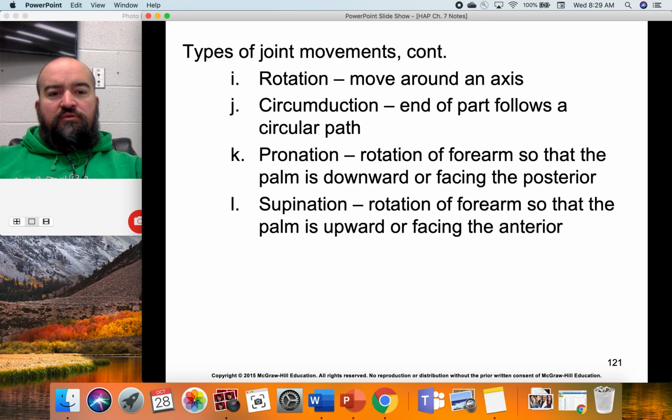Rotation is moving around an axis, so that's like the head. We can rotate. Circumduction is taking a part and moving it in a circle, so that would be like doing, again, head circles. There we go. Pronation is putting the palm where it's facing down. Supination is facing up. So I can remember those two by up. Supination, up.